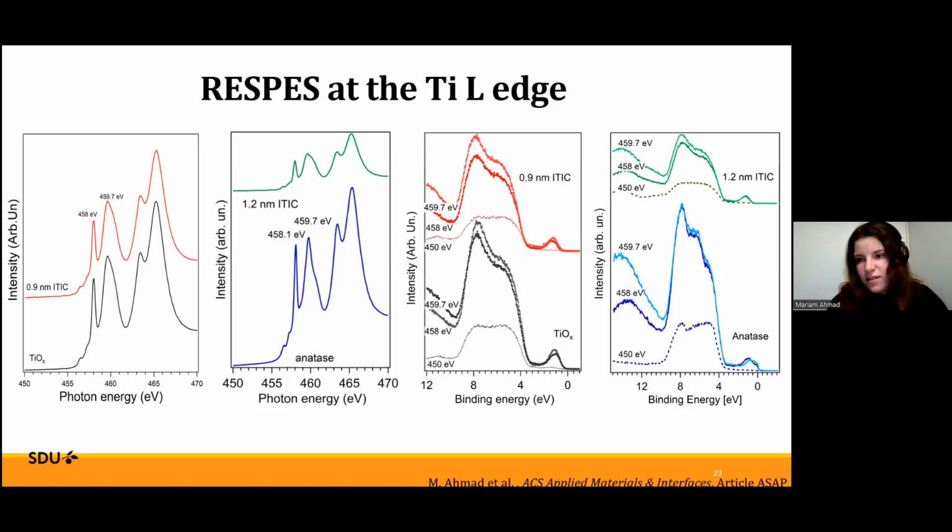It worked for both anatase titanium oxide ITIC and sputtered titanium oxide ITIC. We see that when we are off resonance, this one electron volt defect state is very small, but when we are on resonance, we significantly enhance the intensity of this defect state, and we see the same here for the anatase titanium oxide. So we chose to go with one of these photon energies, 458 electron volts, and then we zoomed in on this 1 electron volt defect state.